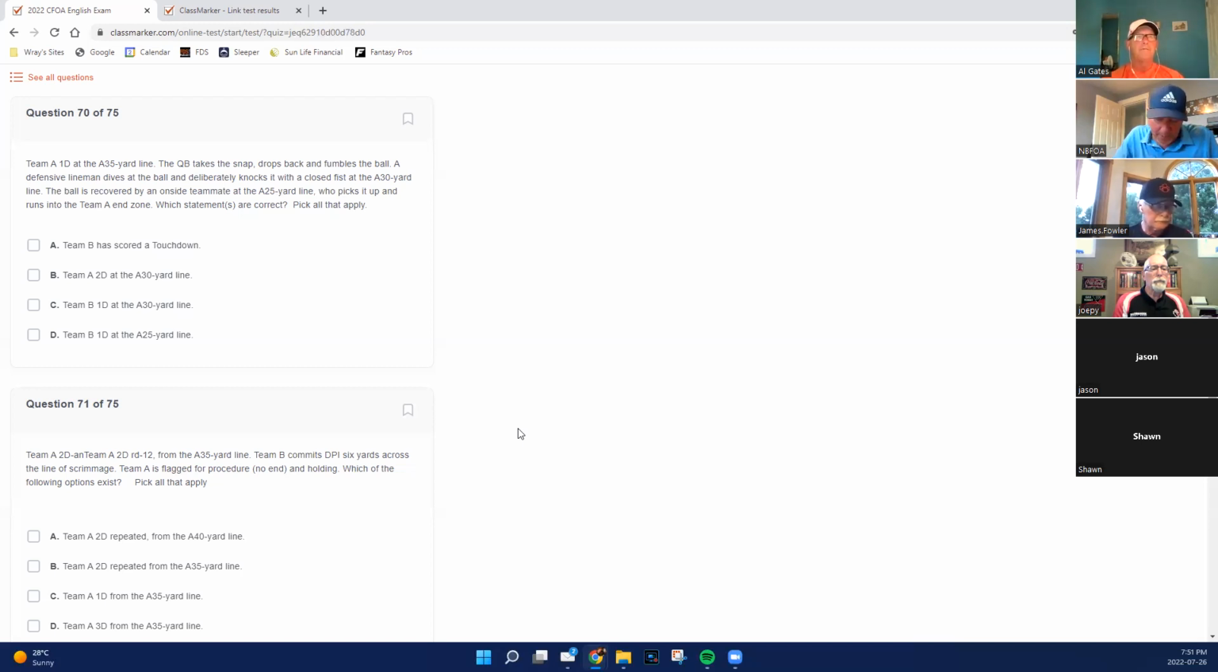Okay, so let's just break this down again. It's team A's ball first at the A35. The QB takes the snap, drops back, fumbles the ball. The defensive lineman deliberately knocks it with a closed fist at the A30, so there's been touching of the ball there. The ball is recovered by an onside teammate at the A25, who picks it up and runs into the team A end zone. Which statements are correct? Just C, rather.